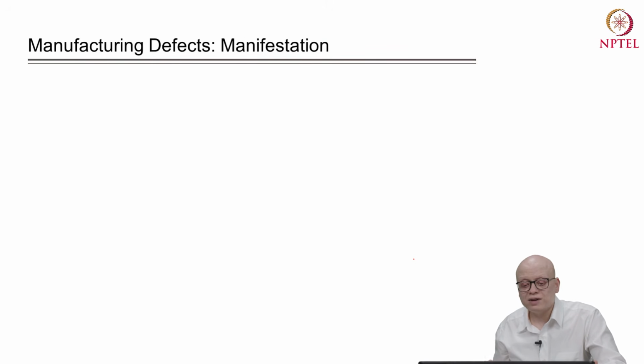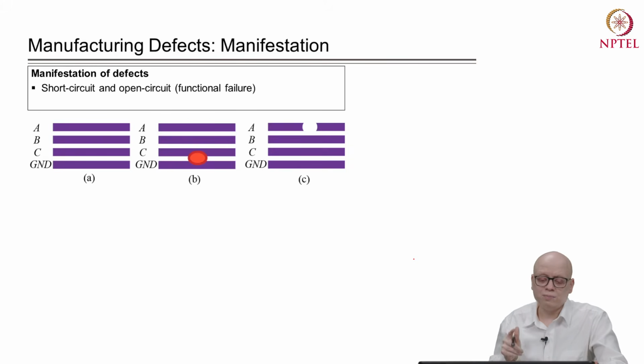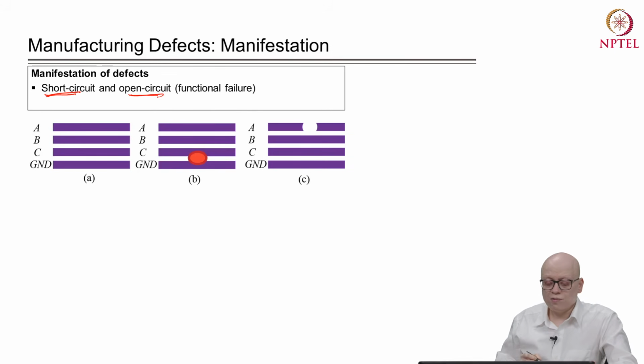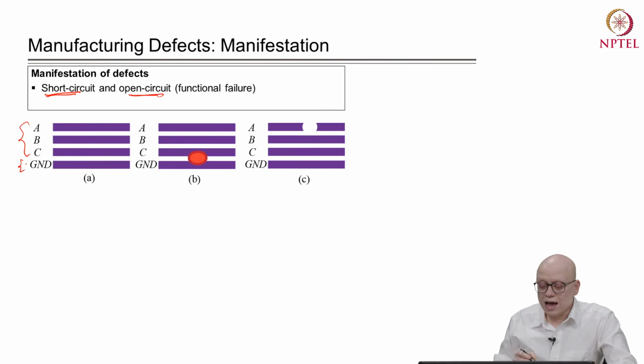Now, how are these manufacturing defects manifested? The manufacturing defects can be manifested in many forms. One of them, or the most common, is a short circuit of the lines or the open circuit of the lines. For example, suppose there were 3 lines and the ground line was running together, and a conducting particle came and sat between this line C and ground. As a result, C and ground will be shorted. So, this is a short circuit defect.